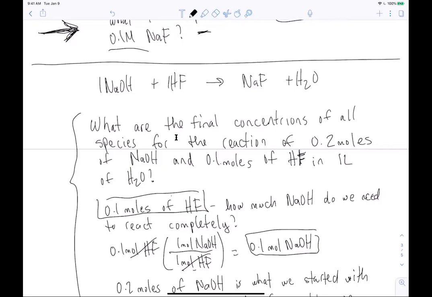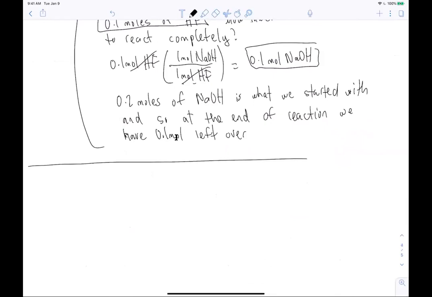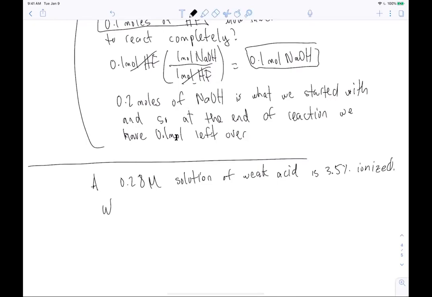Yeah, this is just a weak acid problem. It's a little bit, well, I don't know. Let's see. So this problem says we've got a 0.28 molar solution of weak acid, and it's 3.5% ionized. What is the pH? Okay.